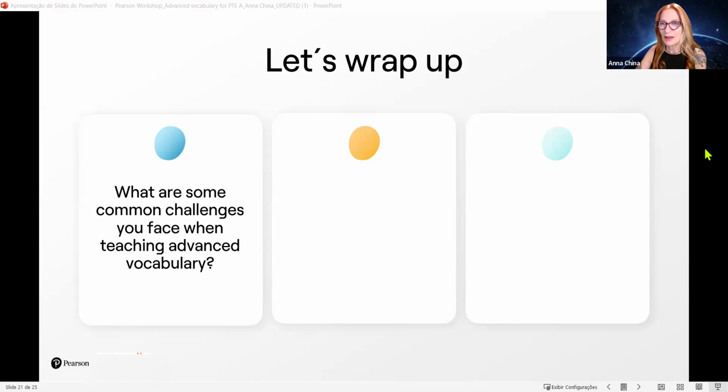So here there was the question of how do we promote student interest? So that was important, definitely. How do we promote that? What are common challenges you face? One of them is the students are not interested. That can happen. So what other challenges?